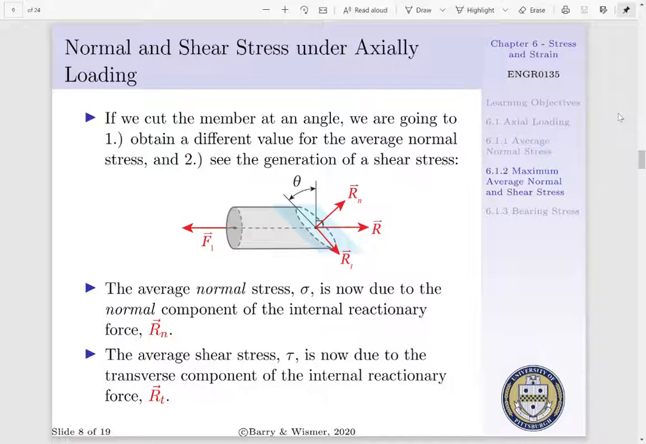Our internal reactionary force counteracts our applied load F1. However, we can decompose this into a normal force, R sub n, and a tangential force, R sub t, where the summation of these two forces would equal our internal reactionary force R. Now our average normal stress, sigma, is due to our normal component of our internal reactionary force, R sub n. And our average shear stress, which we will denote as tau, is due to this transverse component of our internal reactionary force, R sub t.